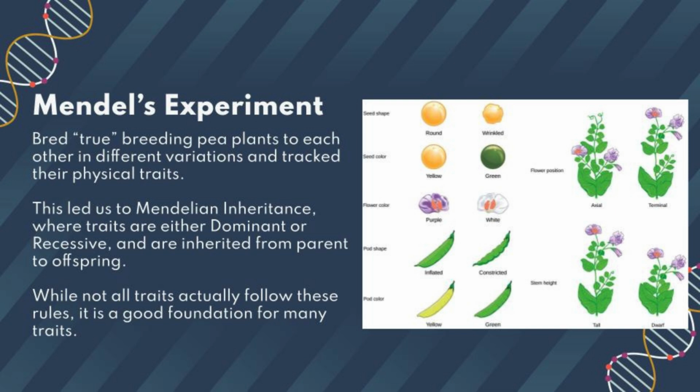And this led us to Mendelian inheritance, where we have traits that are either dominant or recessive, and they're inherited from parent to offspring. Now, in real life, not every trait follows these rules, but it's a really good foundation to start with for most traits.